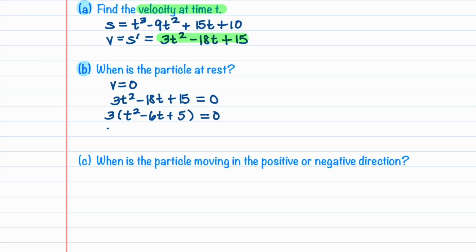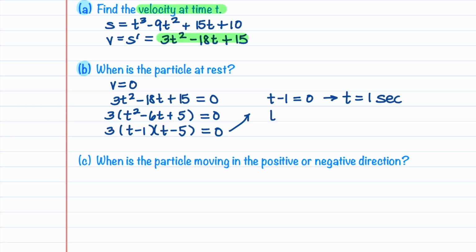We can factor that. This gives us 3 times (t minus 1) times (t minus 5), and that's equal to 0. This means we're going to set t minus 1 equal to 0, and we're going to get t is equal to 1 second. And then we're going to set t minus 5 equal to 0, and we're going to get t is equal to 5 seconds. So our particle is at rest at 1 second and at 5 seconds.